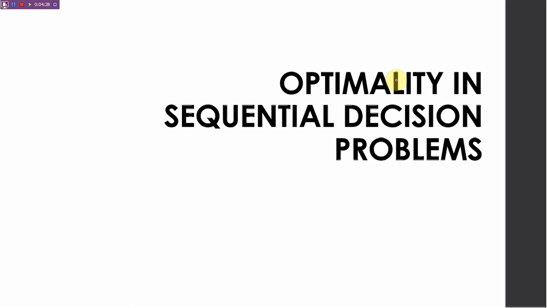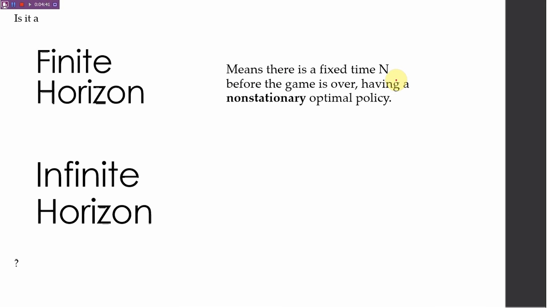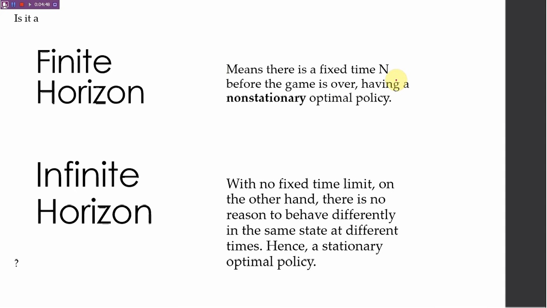Optimality in sequential decision problems. The first thing that we need to know is if it is a finite horizon or an infinite horizon. Finite horizon means that there is a fixed time end before the game is over, having a non-stationary optimal policy. Infinite horizon, with no fixed time limit, on the other hand, there is no reason to behave differently in the same state at different times, hence a stationary optimal policy. There are two ways to compute the utility of states.